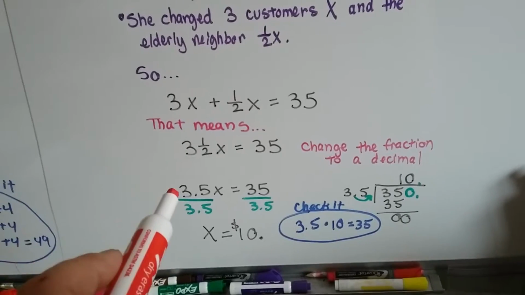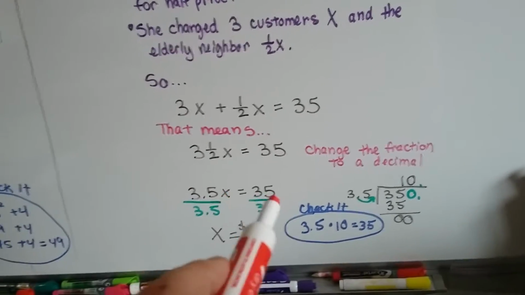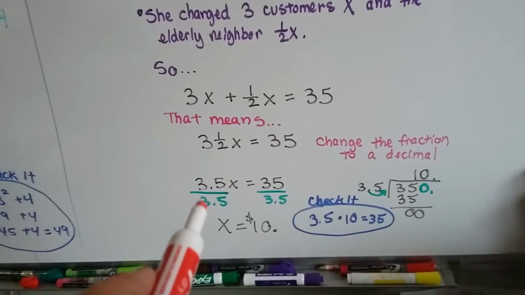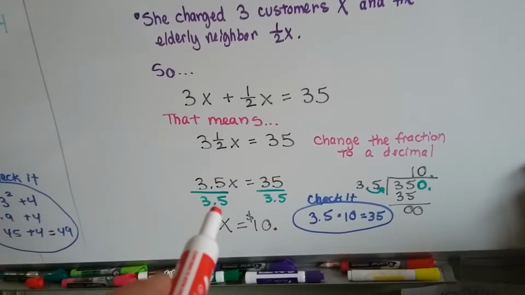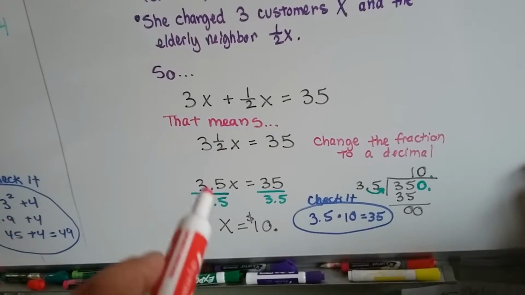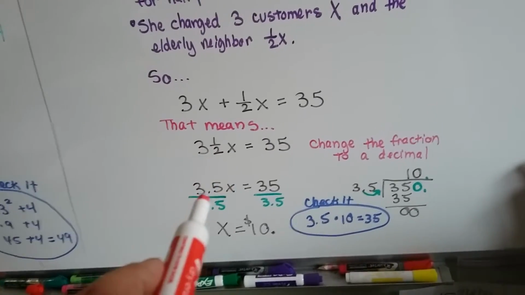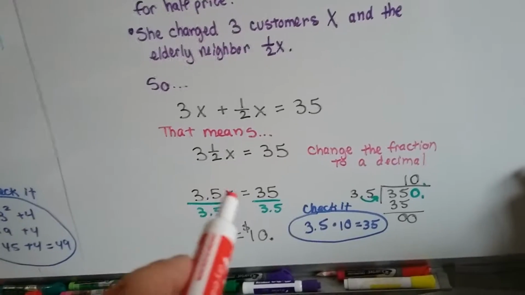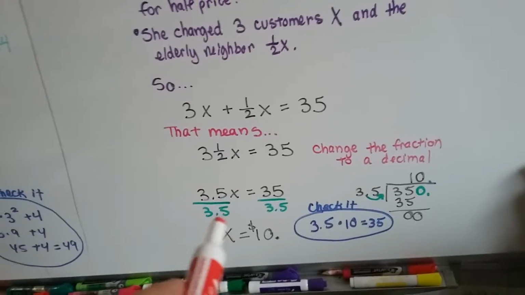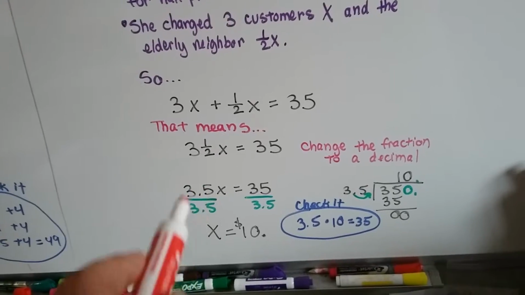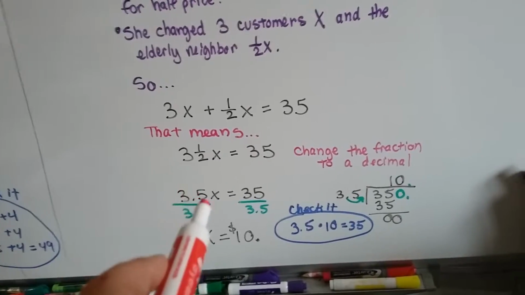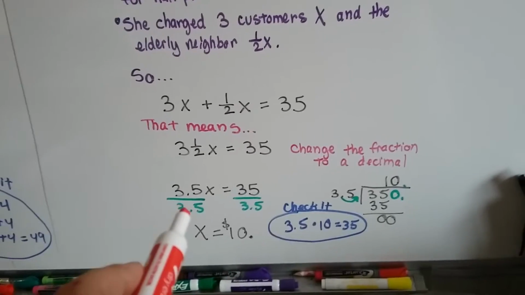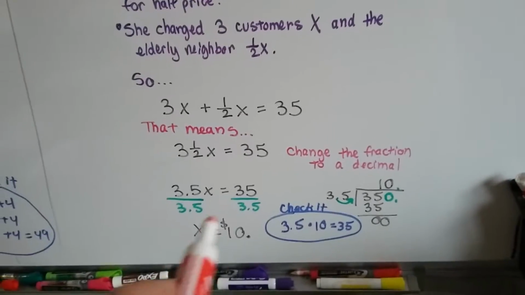So instead of a half, let's do 3.5X, because now we can divide easier, okay? 3.5 divided by 3.5, and remember, we're using division to get rid of this and get the x by itself, because 3.5x means 3.5 times x. And the opposite of multiplication is division. So in order to get rid of this 3.5 right here and get the x by itself, we need to do the opposite of multiplication, which is division, okay? So now we're dividing both sides by 3.5.